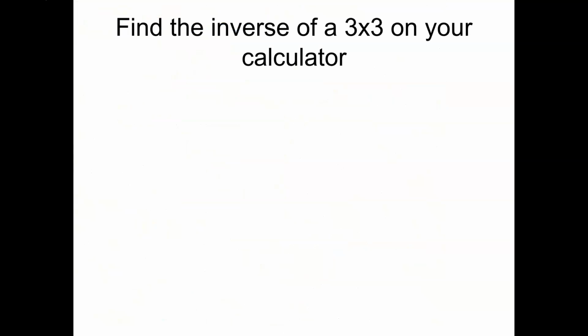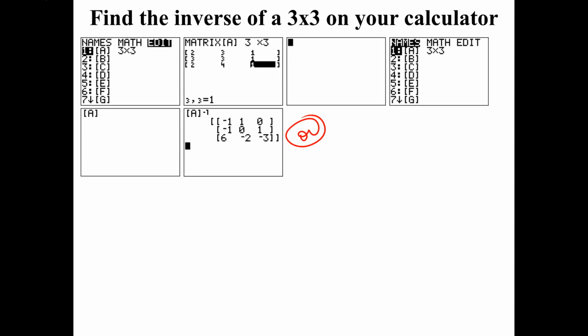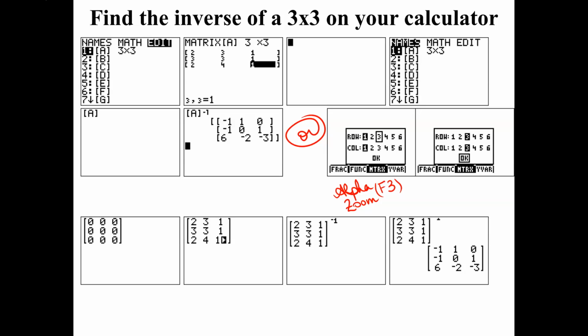If I wanted to solve a system of three equations with three unknowns using inverses, I am not finding the inverse of a 3 by 3 by hand. We would do that on the calculator. All right? So again, for your calculator, here's the 3 by 3 that I want you to put in, and you can put it in either way. I've got both methods up here for you. So go ahead and start typing that in either way that you like.